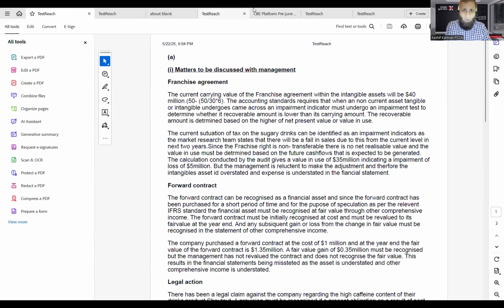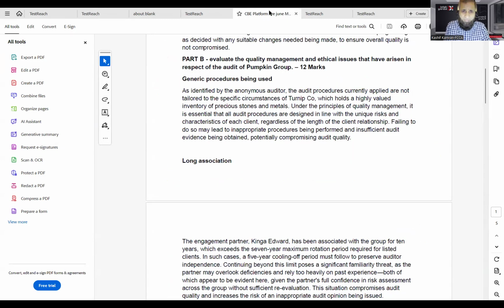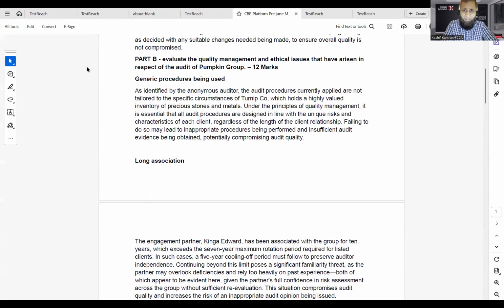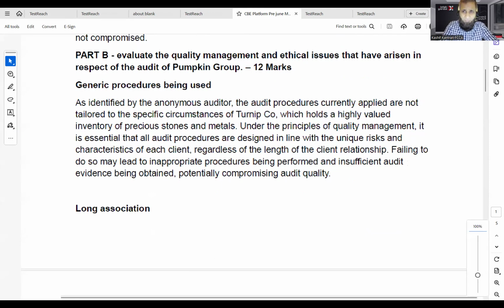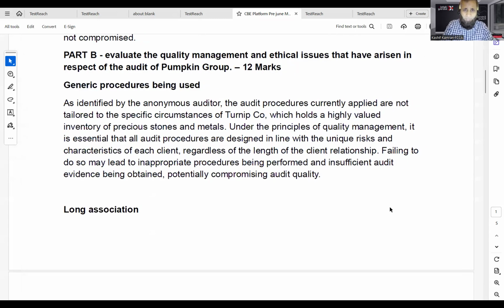okay, I hope you can find the answers on your screens now. Okay, this is one of the answers I found really effective, for the reason I'll tell you. Can you see this answer on your screen? Part B, evaluate the quality management and ethical issues. Now, keeping the student anonymous, I found this answer to be the best one, right?